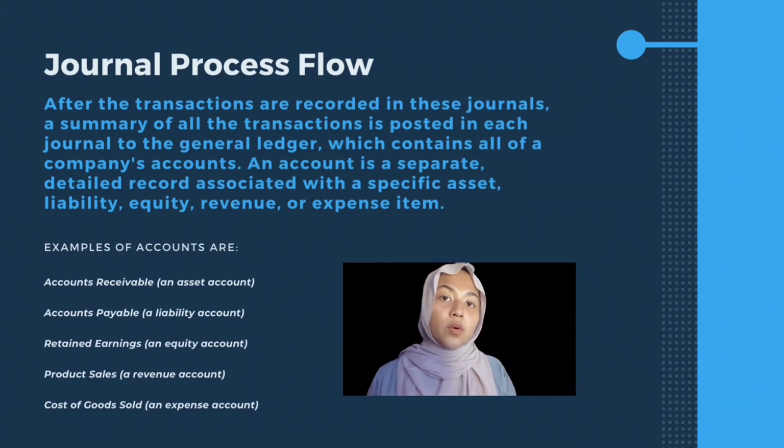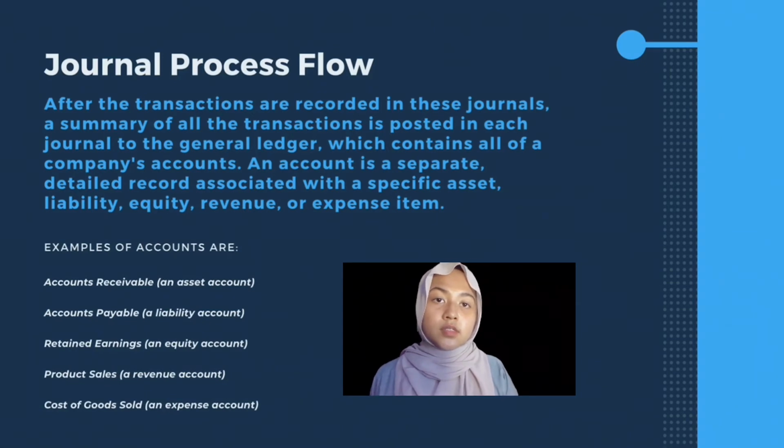Journal process flow. After the transactions are recorded in the journal, a summary of all the transactions is posted from each journal to the general ledger, which contains all of a company's accounts. An account is a detailed record associated with a specific asset, liability, equity, revenue, or expense item. Examples of accounts are accounts receivable for an asset account, accounts payable for a liability account, retained earnings for an equity account, product sales for a revenue account, and cost of goods sold for an expense account.